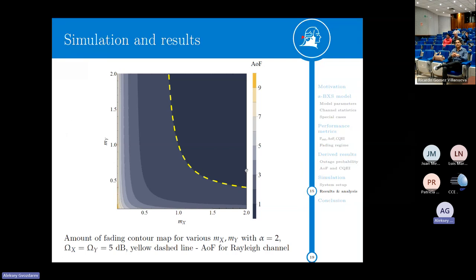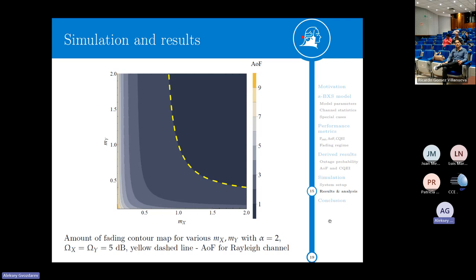As it was mentioned earlier, the analysis of outage amount of fading itself helps to identify the regime of the propagating channel. The yellow line here corresponds to the Rayleigh fading, detaching the hyper-Rayleigh region from the lighter than Rayleigh fading, and defining the set of fading and shadowing parameters, those are Mx and My, that constitute those scenarios heavier than Rayleigh fading or lighter than Rayleigh fading.